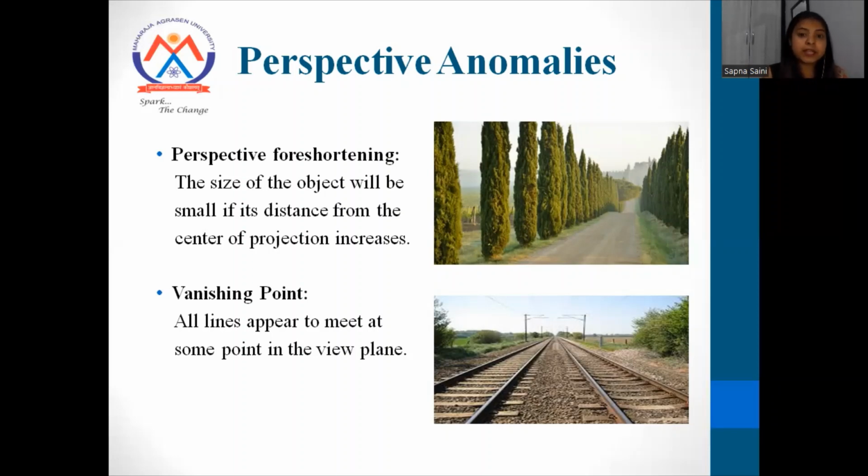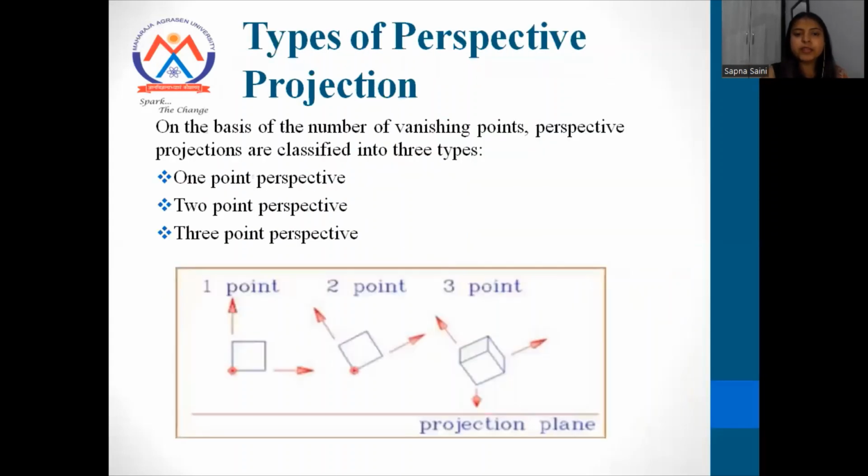So what vanishing point is: all lines appear to meet at some point in the view plane. Then we will call this anomaly vanishing point. I hope you get what perspective projection is. Now, perspective projection is based on the number of vanishing points, and on the basis of vanishing points, we will classify perspective projection into three types.